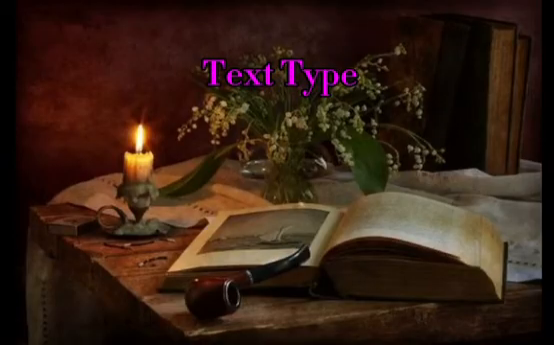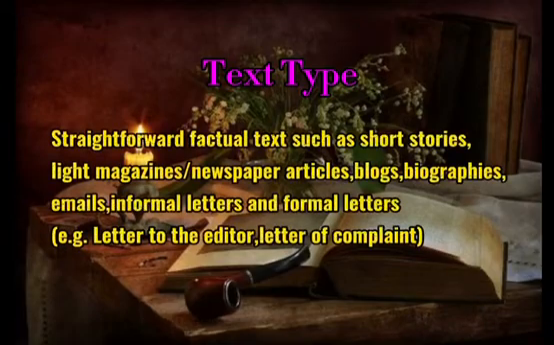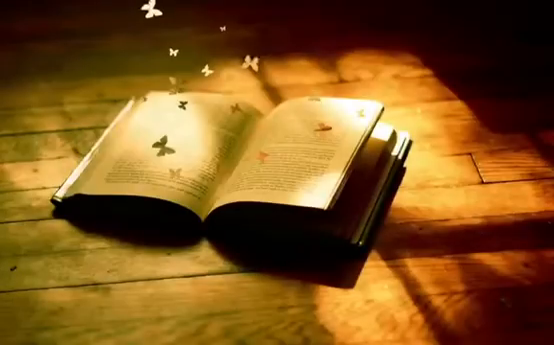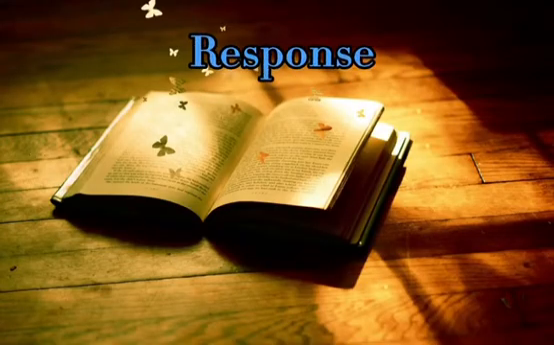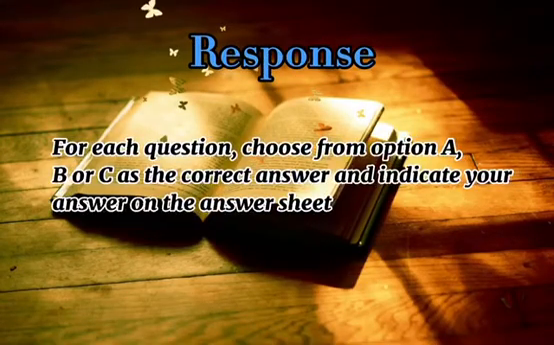Text type. For part 3, text will be straightforward factual text such as short stories, light magazines, newspaper articles, blogs, biographies, emails, informal letters, and formal letters. Next is response. For each question, choose from options A, B, or C as the correct answer and indicate your answer on the provided answer sheet. Okay, that's all for task specification for part 3 reading test.